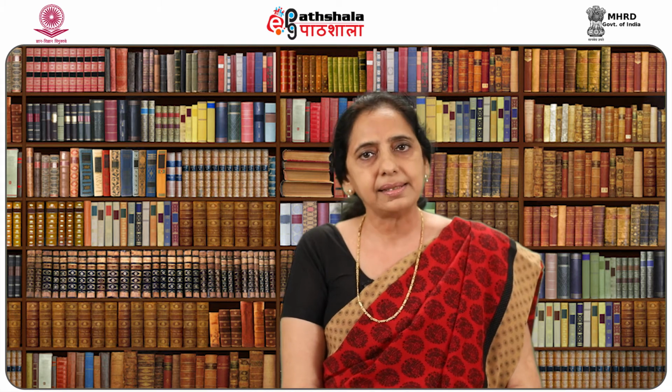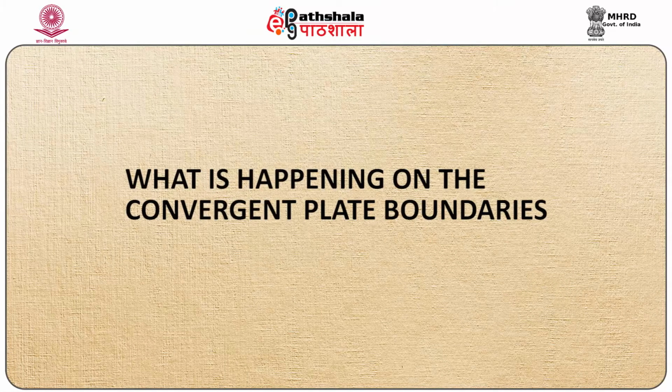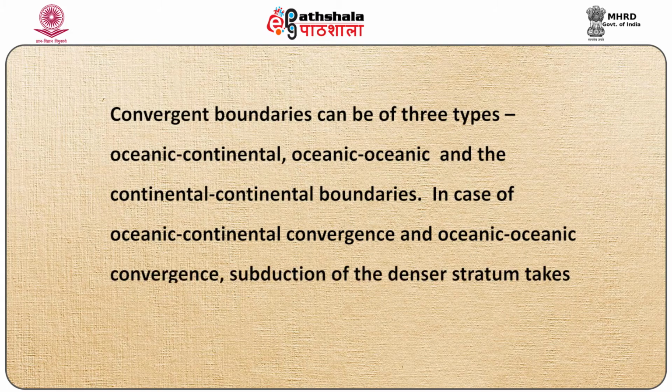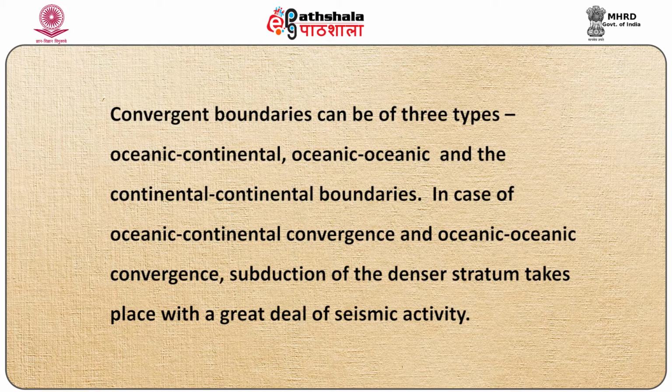Finally, let us understand what is happening on the convergent plate boundaries. The lithospheric plates collide as they move towards each other, forming convergent boundaries. These are also called the destructive margins, as here there is compression or removal of Earth's crust. Convergent boundaries can be of three types: oceanic-continental, oceanic-oceanic, and continental-continental boundaries.